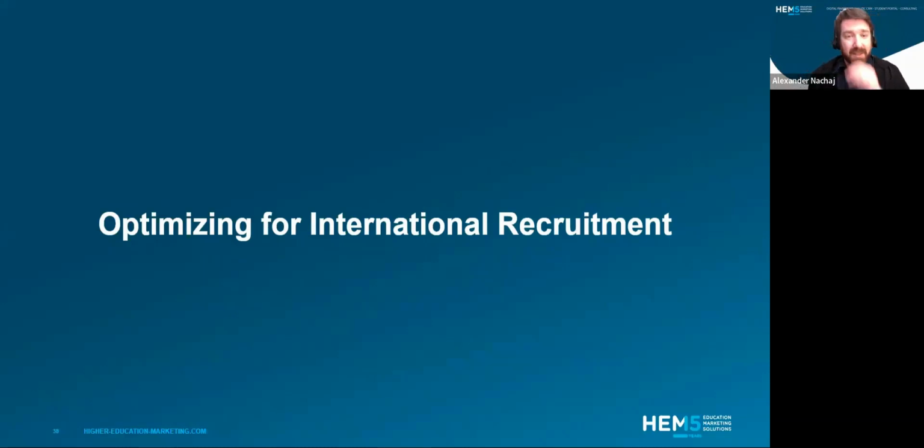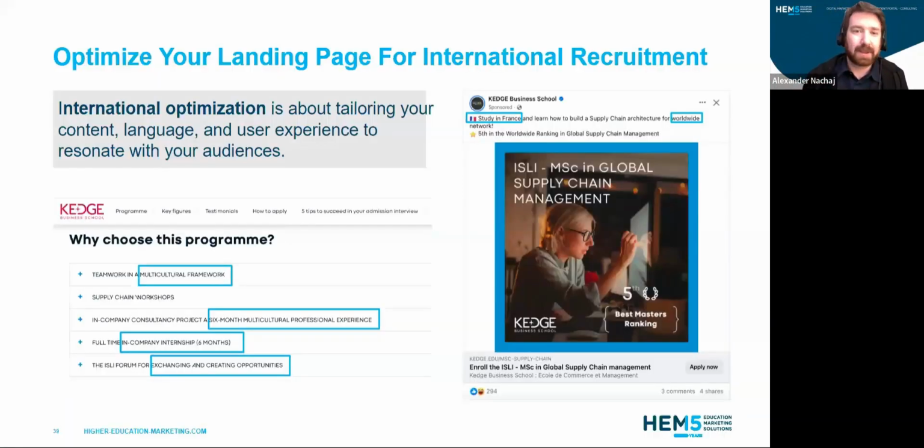And so our last little section is just some considerations for international recruitment. Obviously, if you're targeting students locally and internationally, there are some different considerations you would want to make at the campaign level, but also at your landing page level. Landing pages designed for students from elsewhere, you're probably going to want to include different sections and details that really highlight that you're not in their location.